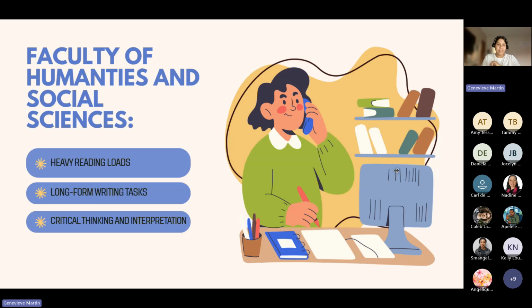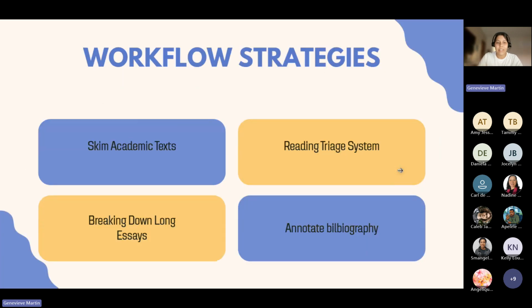Okay, so in our faculty, Faculty of Humanities and Social Sciences, there's a lot of heavy reading load. There's a lot of long form writing tasks and critical thinking and interpretation. This impacts you cognitively. It's tiring work. So there are methods or workflow strategies that you can use to support that.